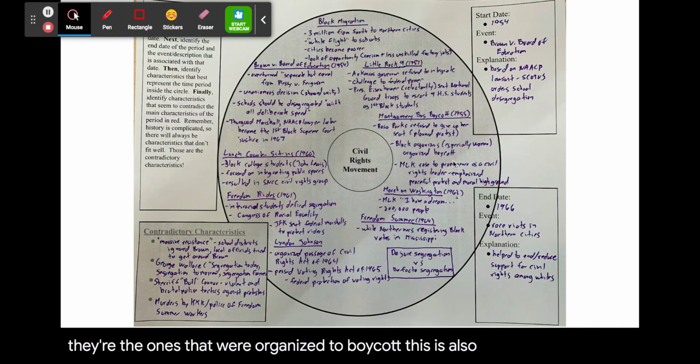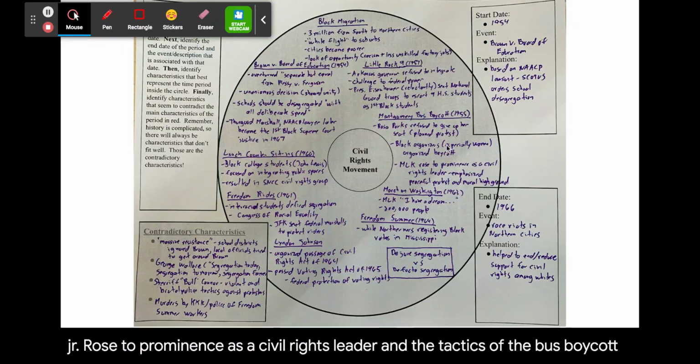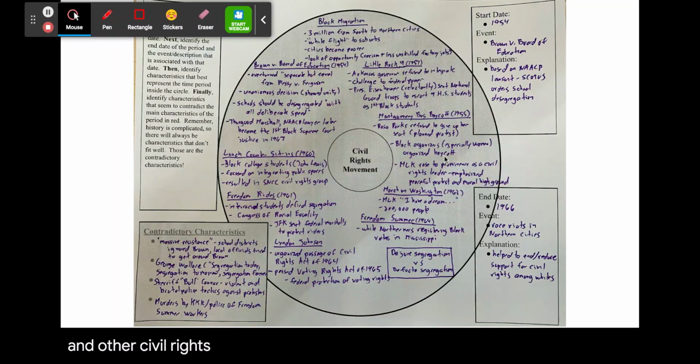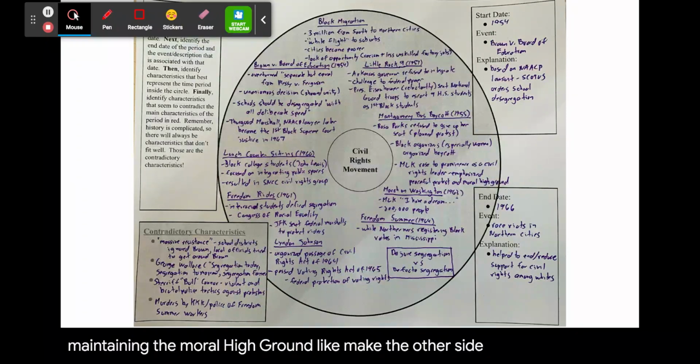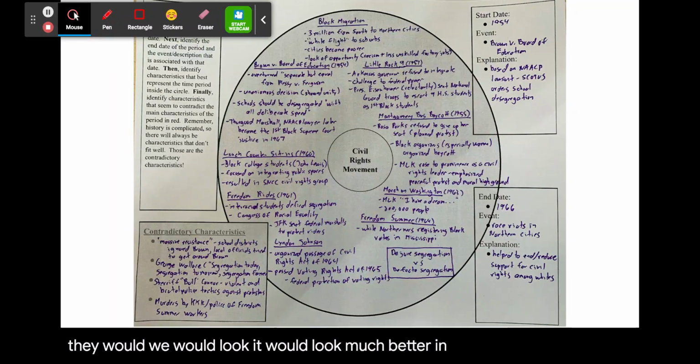This is also where Martin Luther King Jr. rose to prominence as a civil rights leader. And the tactics of the bus boycott and other civil rights protests were focused around peaceful protest and maintaining the moral high ground, like make the other side look brutal and violent, whereas the Black protesters would remain peaceful, and it would look much better in terms of how the nation would perceive it.